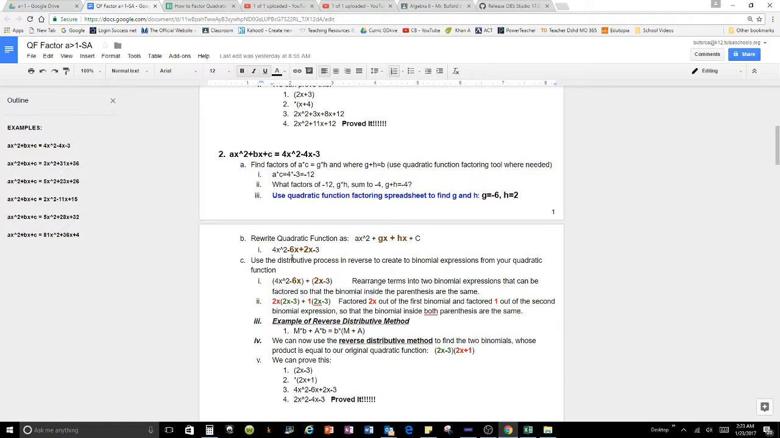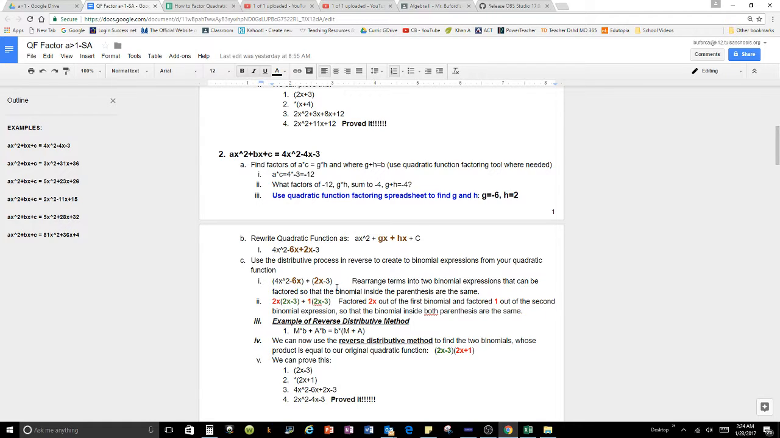So again, what we have to decide at this point is whether the minus 6x is going to go with the minus 3, or whether the minus 6x is going to stay here with the 4x squared. We have to decide which one of these we want to group them with. And in this case, when I did this, I grouped the minus 6x with the 4x squared, and I kept the 2x with the minus 3.